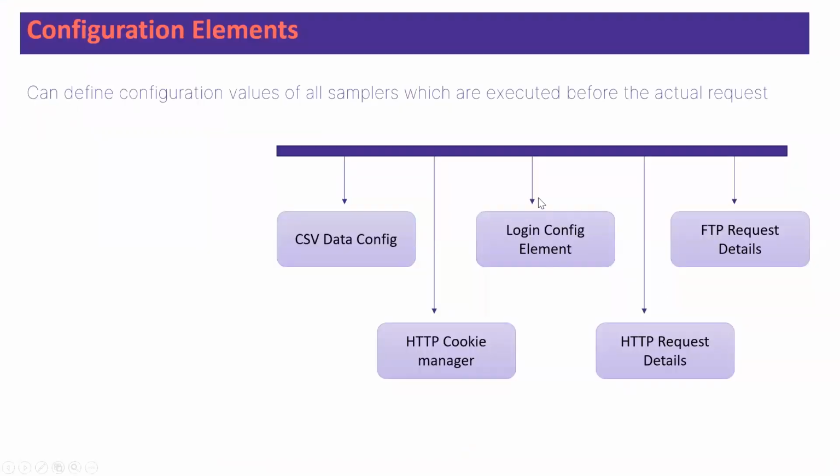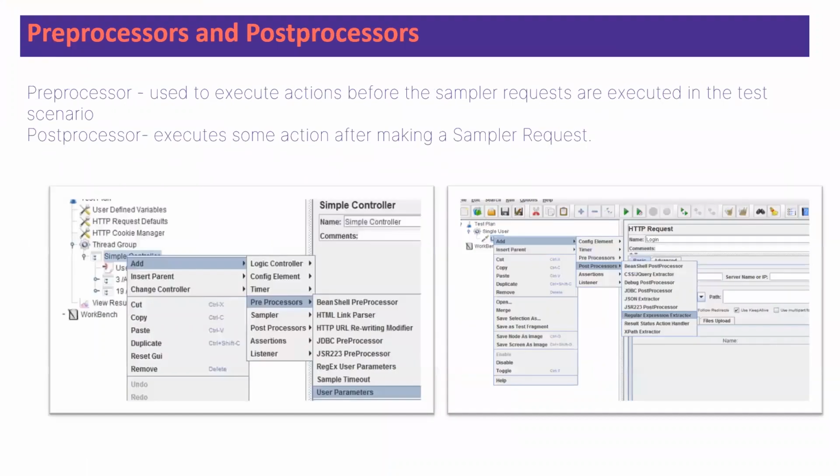Okay, so that is about the configuration element, and the last one is the preprocessors and post-processors. A preprocessor is something that will execute before a sampler in the test scenario. It can be used for different performance testing needs, for example fetching data from a database or setting a timeout between sampler executions, likewise.